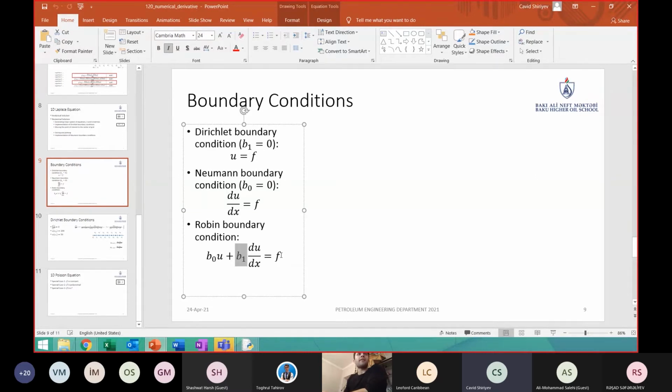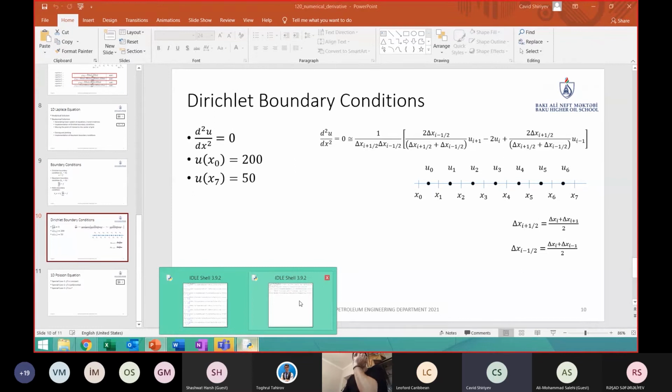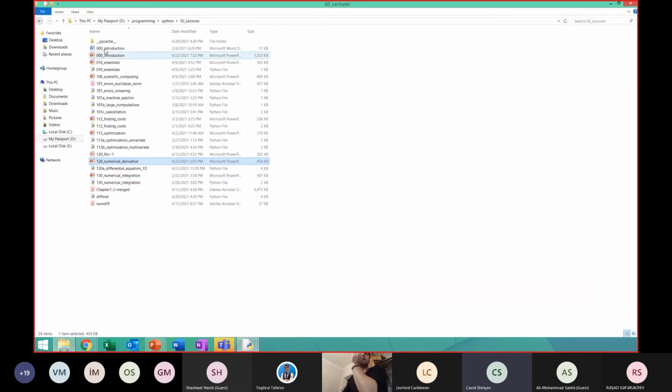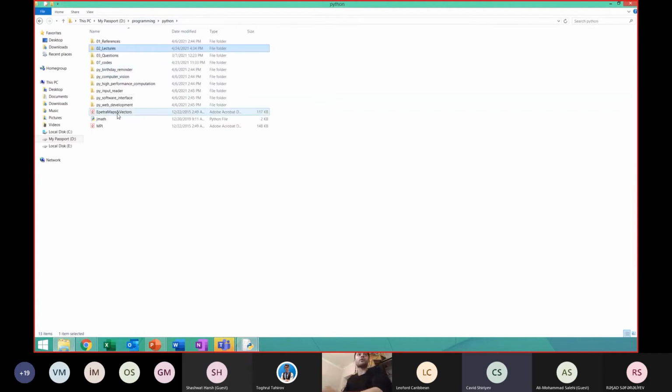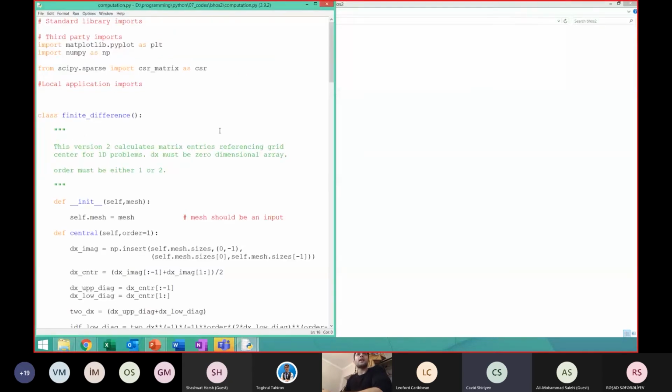I said I have this computation script. Let me go over this computation script. This computation script contains all the necessary functions that we are going to use. One of the solvers is the finite difference solver. This finite difference solver takes the mesh information as input. It is still working only for a one-dimensional problem, but we are going to extend it to make it multi-dimensional.